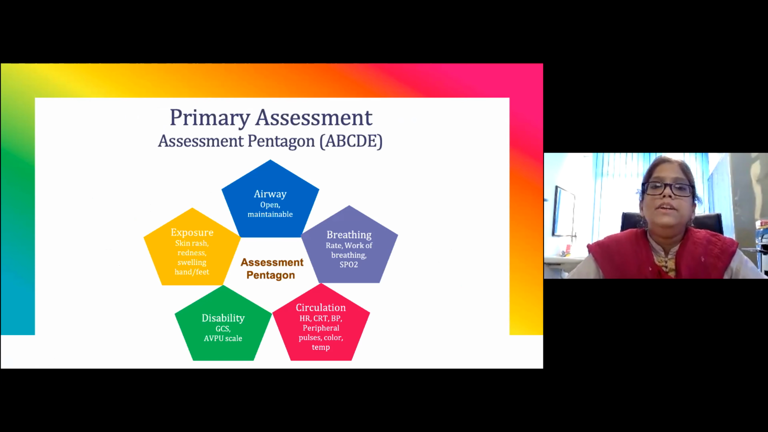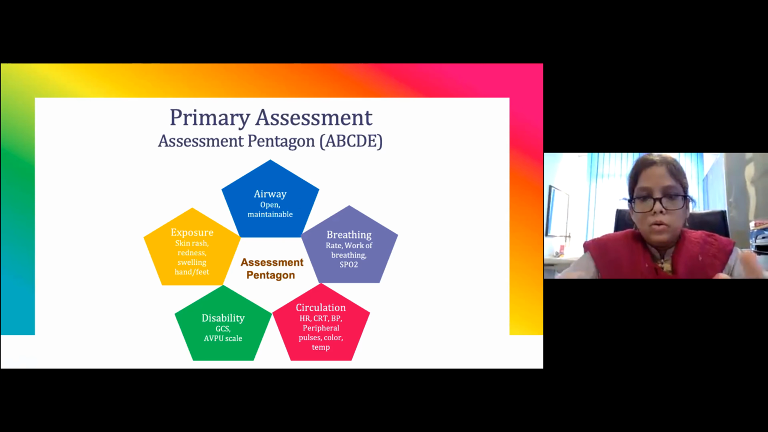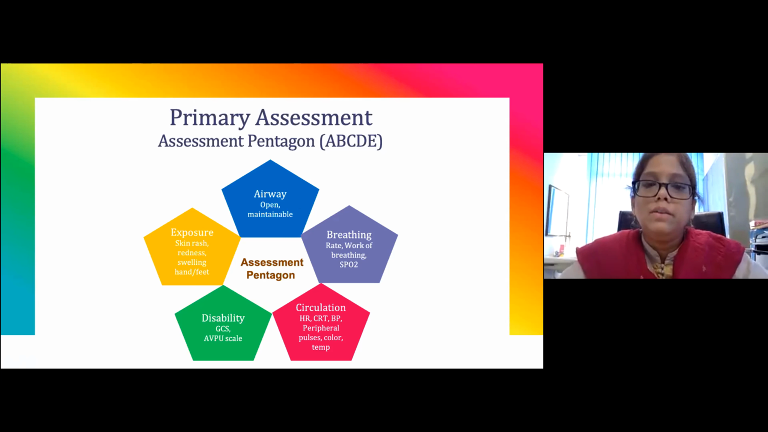So after the initial assessment, we go to the primary assessment that includes the assessment pentagon, which is nothing but A, B, C, D, E. So A is for the airway, then you evaluate for the airway. Now you touch the child. After initial impression, you touch the child and further evaluate what is the status of A, B, C, D, E. So A is for airway, where you see whether it is open, maintainable or not maintainable.